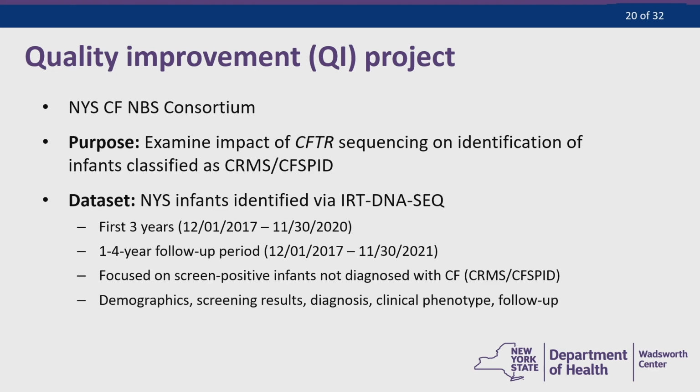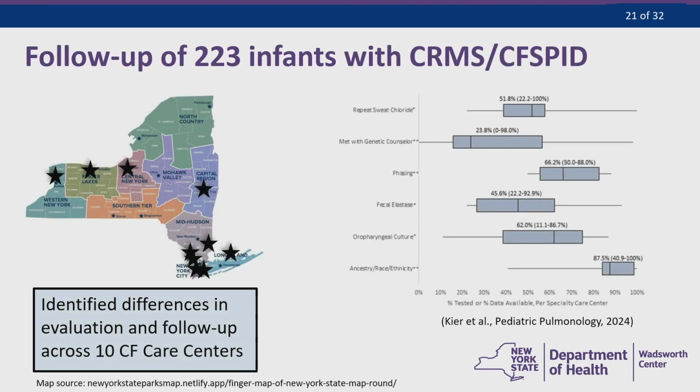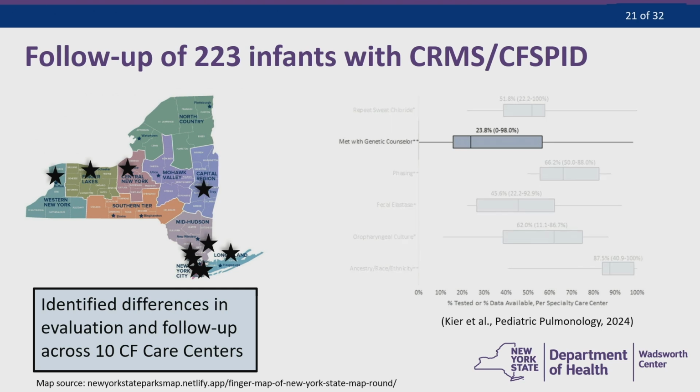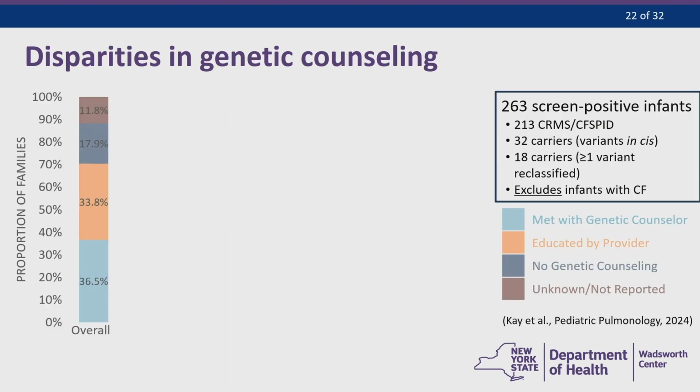We took a look at what their outcomes were. But the first thing we noticed is that we have 10 centers in New York State. We have a lot of differences in how these babies, who are challenging to evaluate and diagnose and follow anyway, are handled across the centers. And so I think what you all will be most interested in is what proportion of this group of babies, difficult to help with prognosis, are receiving genetic counseling.